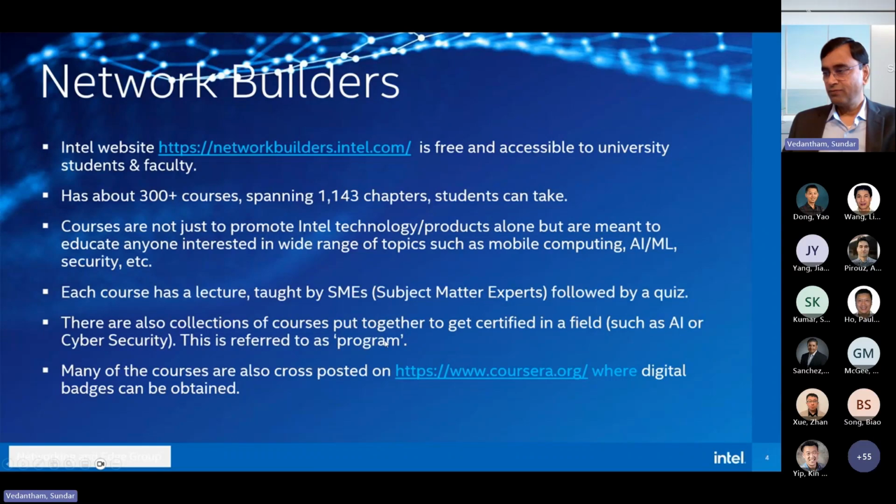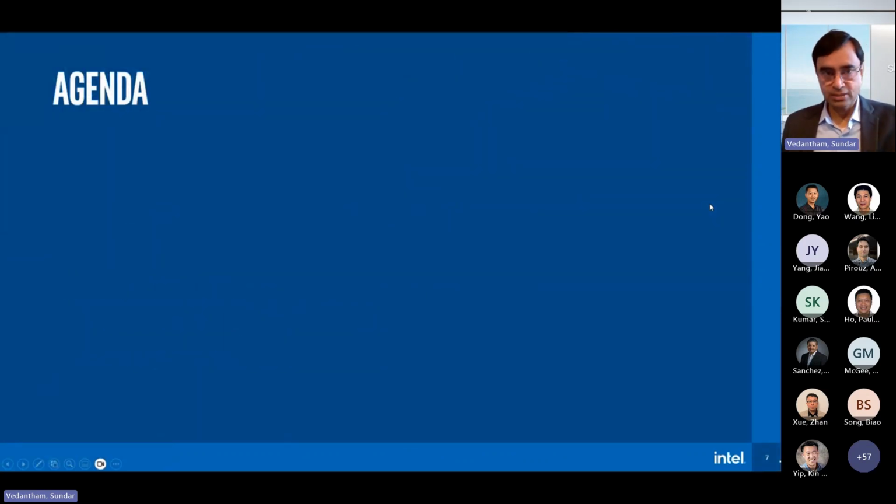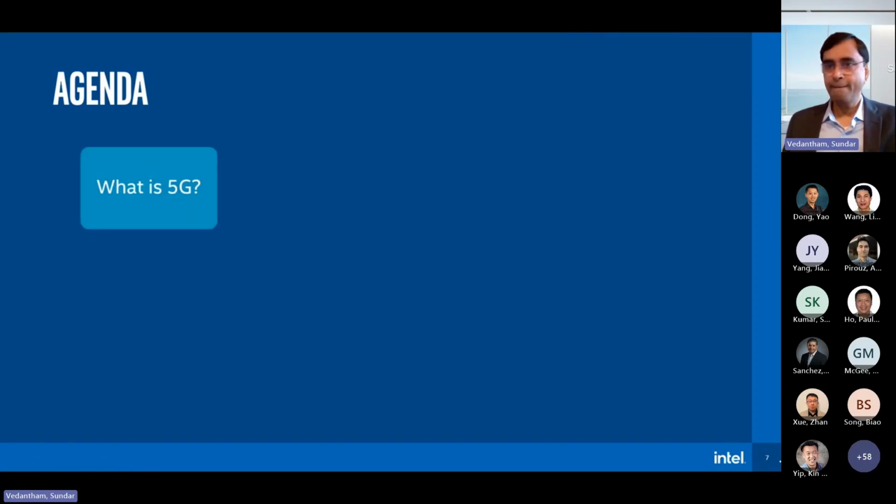This is completely free from Intel's side, but if people want some sort of digital badge that they can attach to their LinkedIn profile, etc., then they can take the same courses via Coursera, and in the end, you pay a small fee, $50 or something. So you get a digital badge that you can attach to your profile as well, and that does cover 5G kind of topics in it, right?